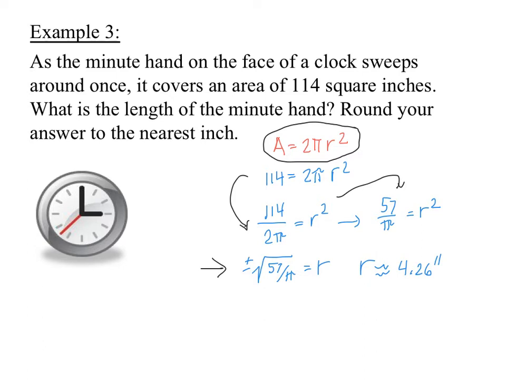The negative square root doesn't work, so when we take the square root of 57 over pi, the positive, we get approximately 4.26 inches. If we rounded it to the nearest inch, it would be about 4 inches.